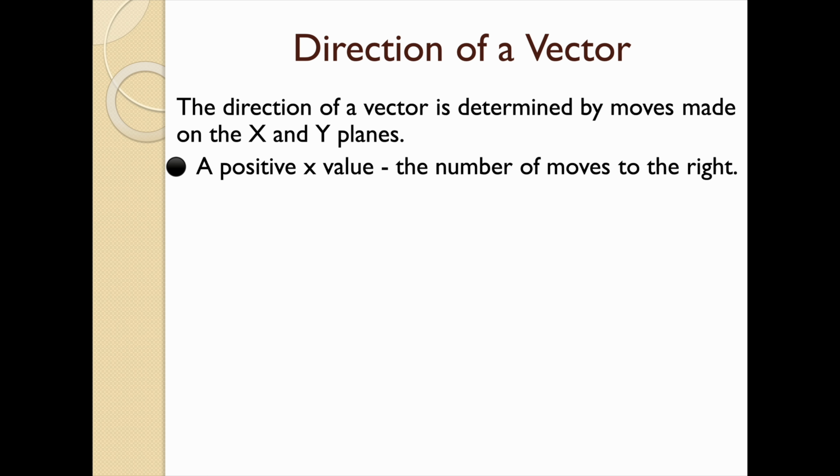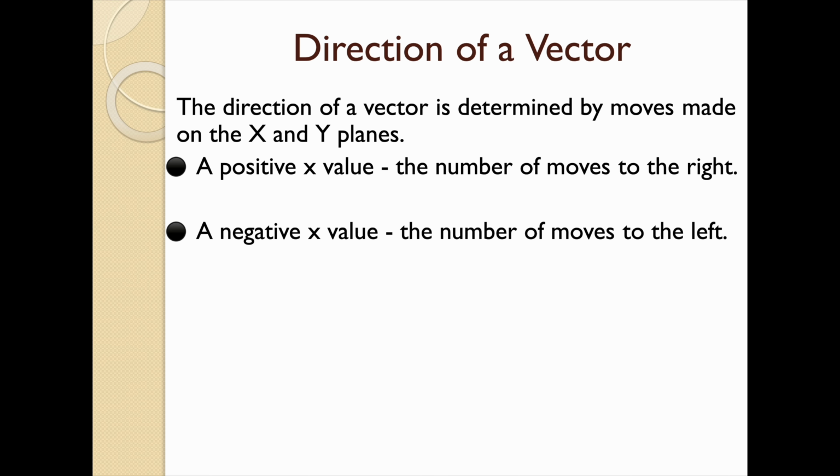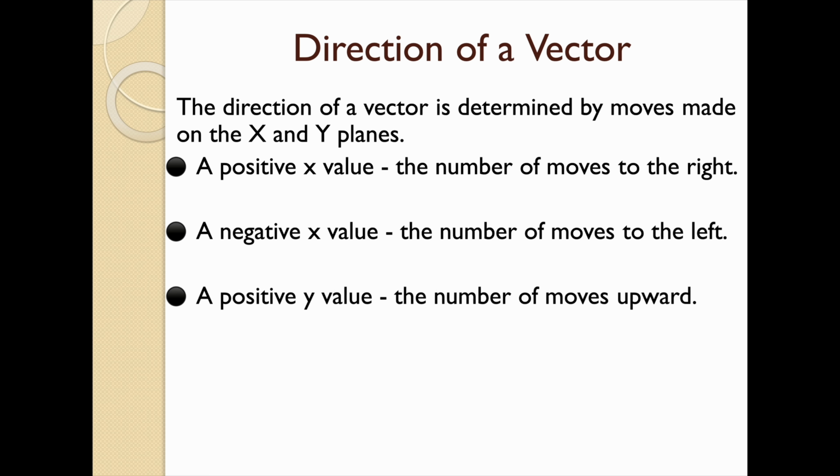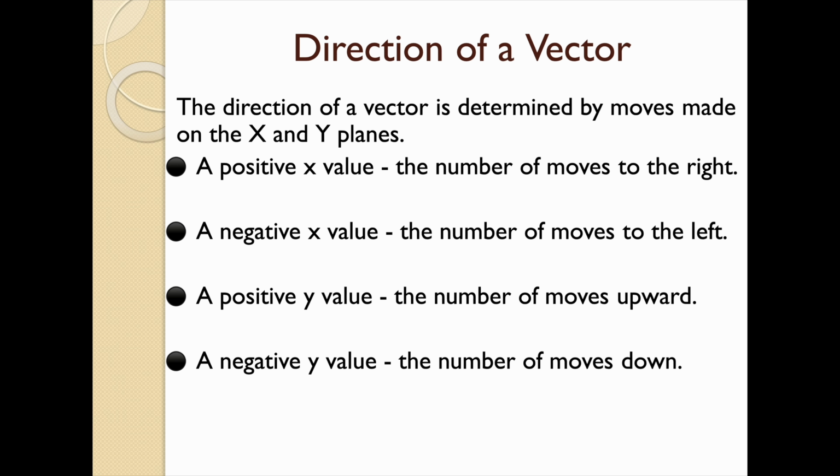So for instance, if you have a positive x value, that means the number moves to the right. What do you think a negative x value would mean? Move to the left. Excellent. So a negative x value would mean that you move to the left. Let's talk about a positive y value. A positive y value means that the number moves upwards. What do you think a negative y value would mean? Excellent. A negative y value would mean that whatever that number is, the number of moves would go down.